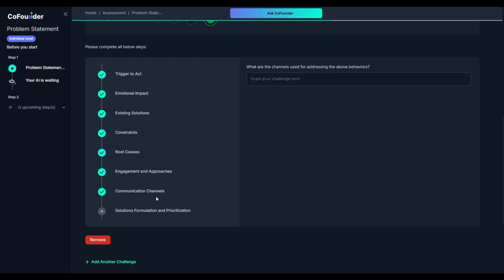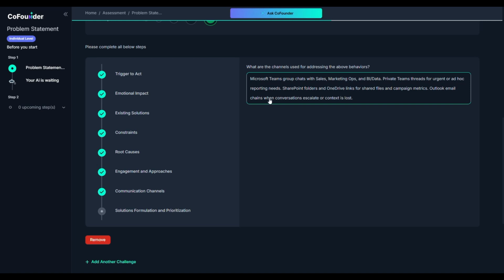Now we capture where this challenge lives in day-to-day communication. In large enterprises, the tools may be standardized, but the chaos, still very real. Most of this plays out in Microsoft Teams. We bounce between group chats with sales, private threads with marketing ops, and pings to our BI team when data doesn't line up. For file sharing, it's usually OneDrive links or SharePoint folders buried 3 levels deep. And when we need more context, it spills into email.